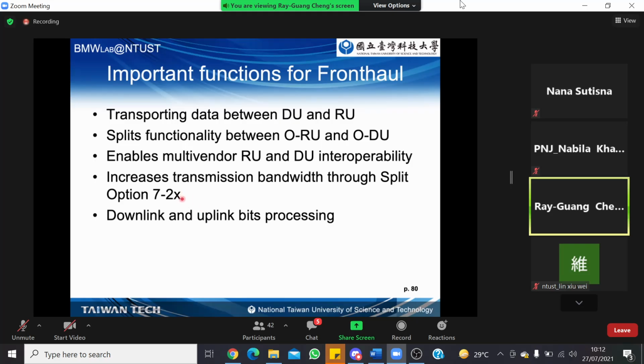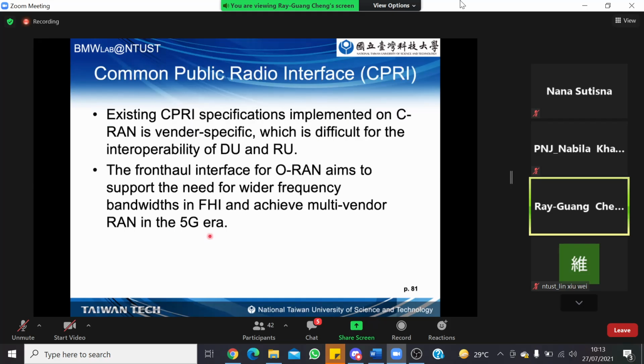Since this split is closer to the higher layer part of layer 1, it also can increase the transmission bandwidth. They also handle downlink and uplink.